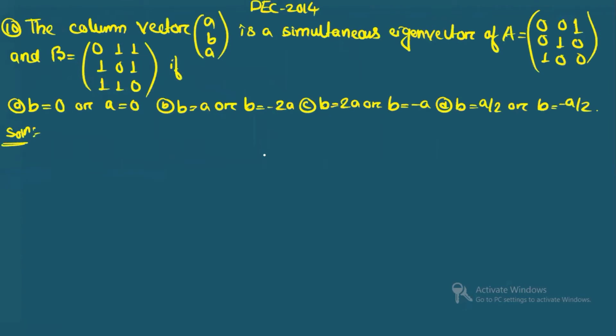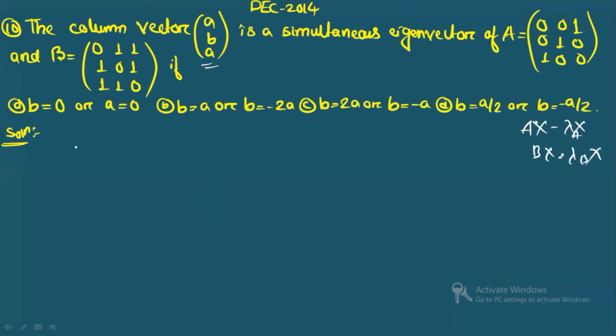Now let's see question number 10. The column vector ABA is a simultaneous eigenvector of the matrix A and the matrix B. For an eigenvector, if I consider it to be vector X, then AX equals lambda X. This is for the matrix A, and BX equals lambda BX.